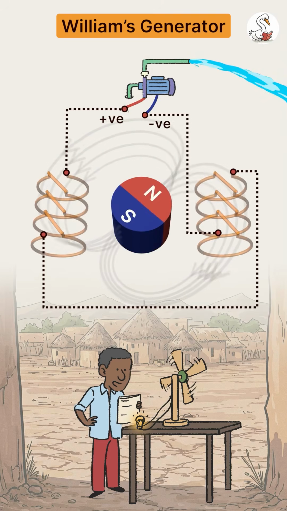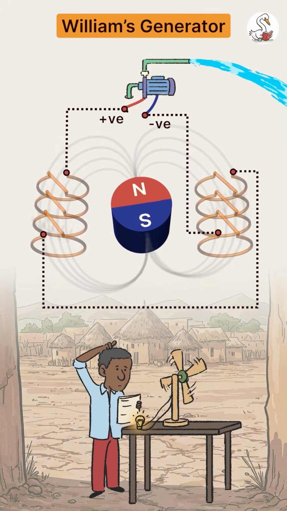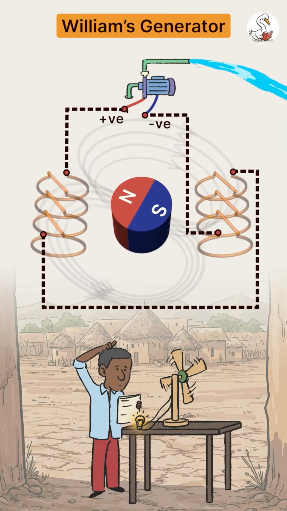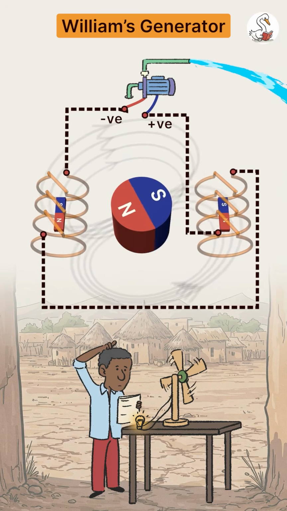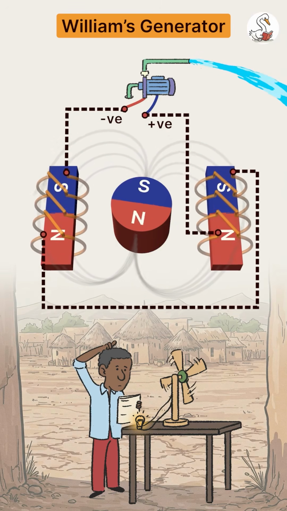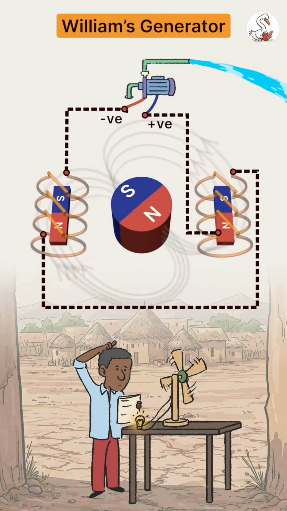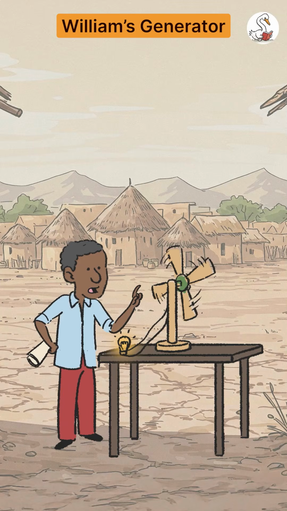"I'll connect a water pump to it." High-power equipment like a water pump requires more current, and this makes the opposing magnetic field even stronger. This means even more torque will now be required to rotate the windmill. So that means this generator will have to be driven by a much bigger windmill.